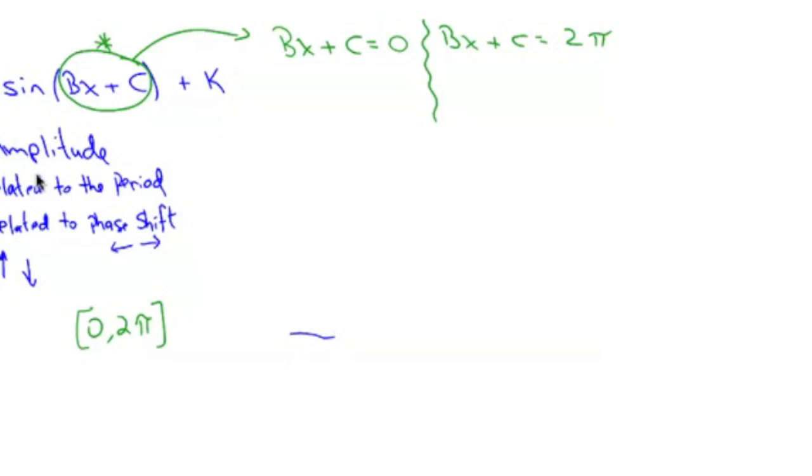So I remember we were talking earlier about how 2 pi over b affects b. It has to affect both 0 and 2 pi. It does. But watch what happens. So if I solve this one for x, what do I get? Negative c over b. This is the new start.